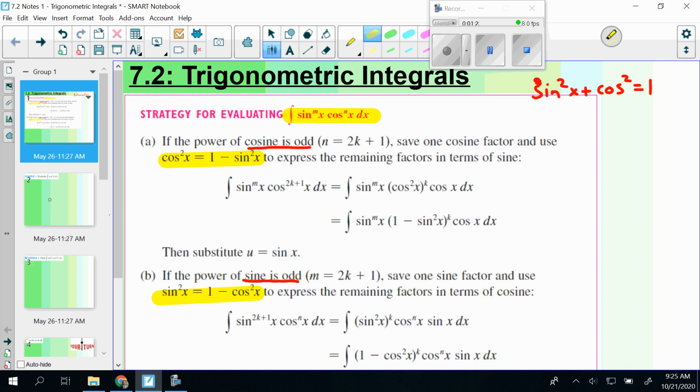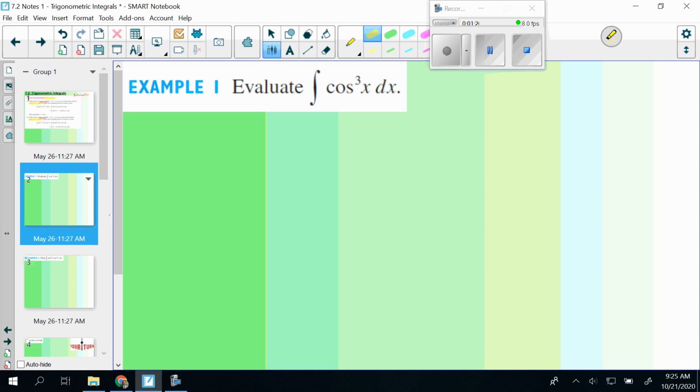All right, so let's try one out here. We want to evaluate the integral of cosine cubed x. What we've got to see here is that we have an odd power of cosine. So when you have that, you want to take one of those cosines out. We're going to think of it as cosine squared x times another cosine x. It's still 3 cosines like we started with. Then we're going to substitute in for the cosine squared, changing that into 1 minus sine squared using that Pythagorean identity.